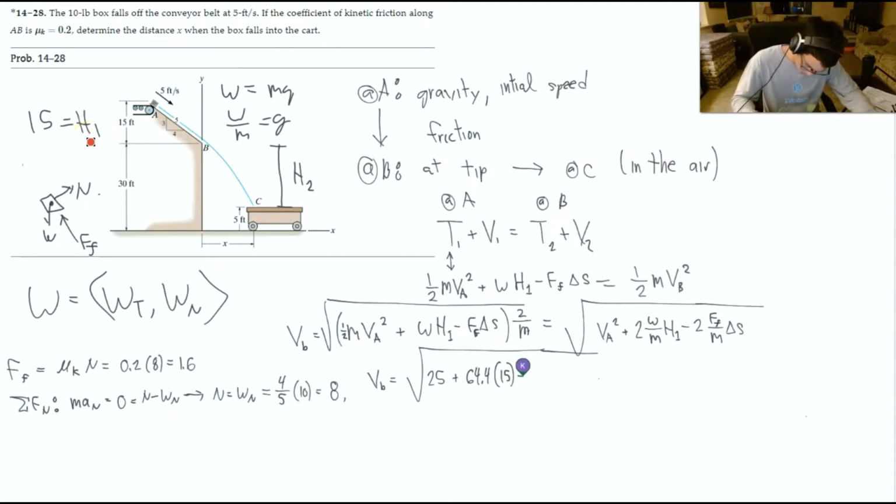Okay, and then we got 2, and then the force of friction, which is this. So 2 times 1.6. Okay, and then we got 1 over mass, right? So what is 1 over mass? Well, 1 over mass, that's the same thing as gravity divided by W, which is going to be 32.2 divided by 10.